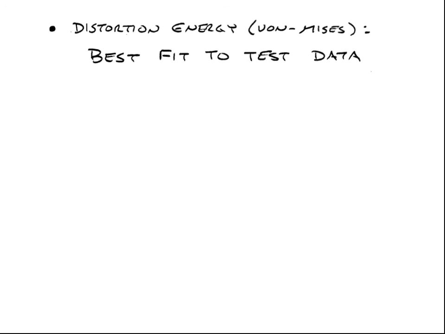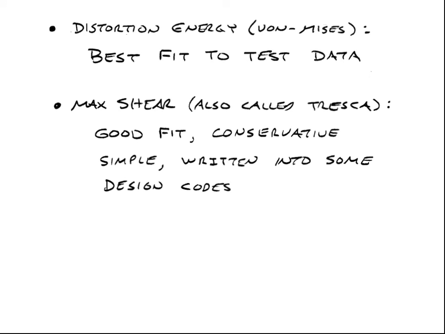So, our best fit to the data, definitely the distortion energy criterion, the von Mises. It's pretty easy to apply, certainly with a calculator or a spreadsheet. And one of the reasons that the maximum shear is written into a lot of design codes is that you have to think back to when a lot of these codes were written, when you had to use a slide rule, and coming up with the maximum shear stress was a lot easier than finding the von Mises effective stress in a lot of cases.